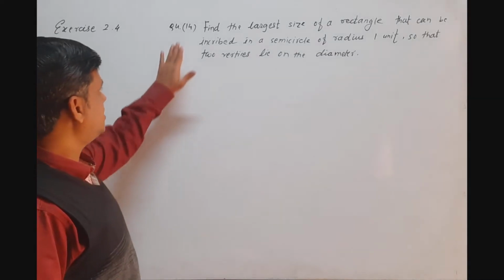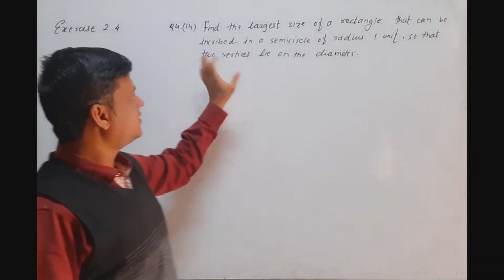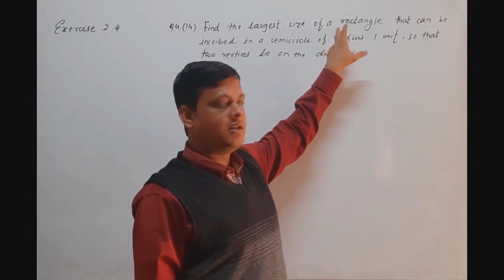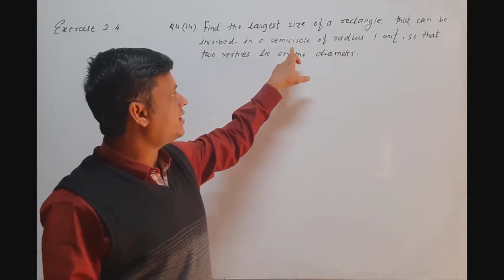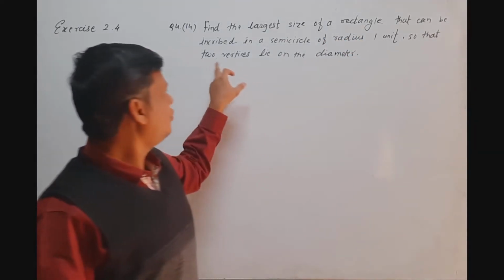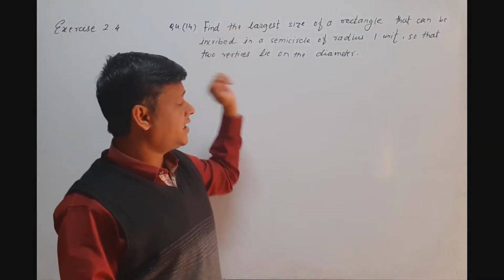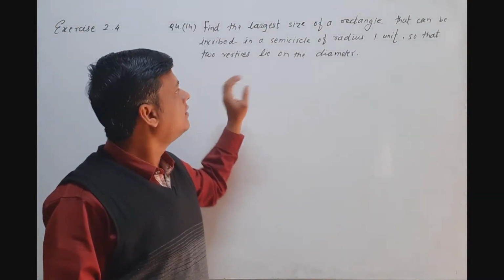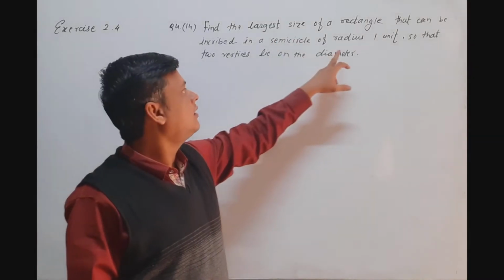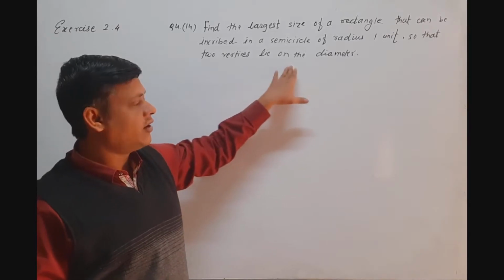Now see the next question, question number 14 from exercise 2.4. Find the largest size of a rectangle that can be inscribed in a semicircle of radius 1 unit so that two vertices lie on the diameter. Here we have to find the largest size rectangle inscribed in a semicircle of radius 1 unit, with two vertices on the diameter.